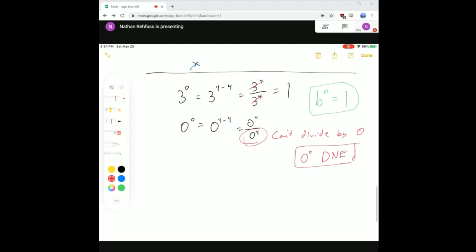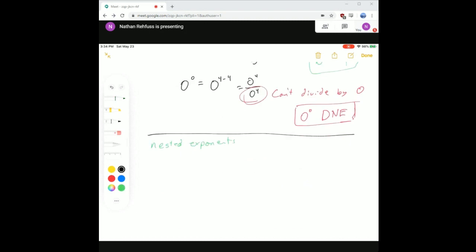Let's see. Here's another handy exponent rule. I call this next one nested exponents. And what I mean is you have one exponent inside of another one. For example, if I wrote 2 cubed to the 4th power, well, what I'm saying is I have 4 copies of 2 cubed. So I have a 2 cubed, another 2 cubed, a third 2 cubed, and a fourth 2 cubed.